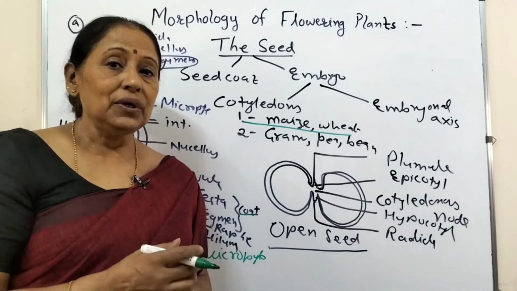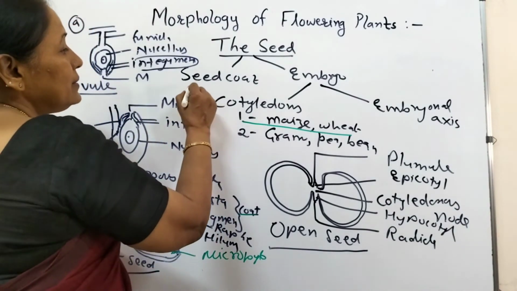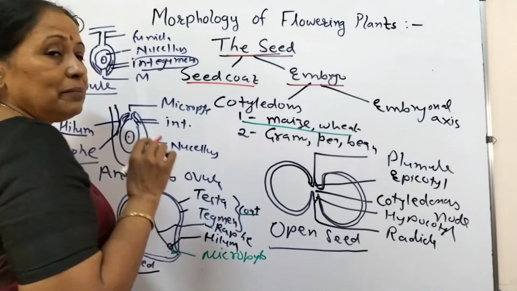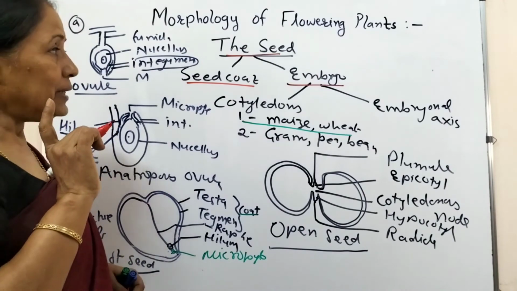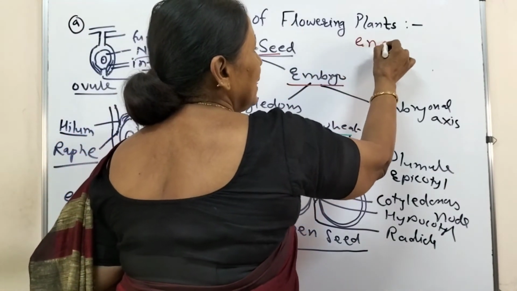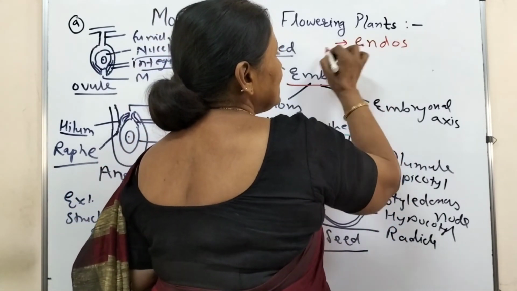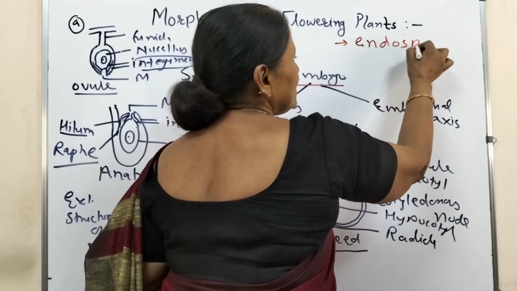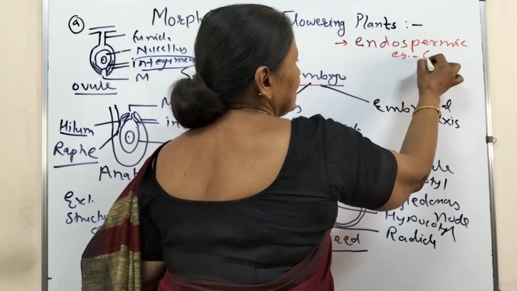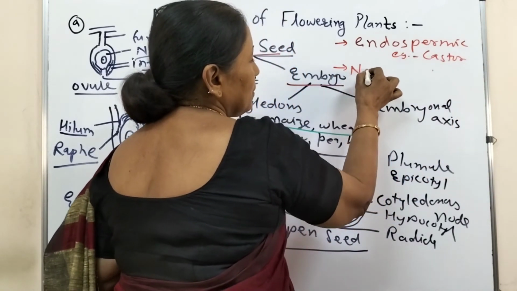Now let us move to monocot seed. One more thing, other than this seed coat, this seed is having the seed coat and embryo, but other than this seed coat and embryo, some seeds may have endosperm and some seeds will not have. So the one which has endosperm is called endospermic seed. Example is castor.